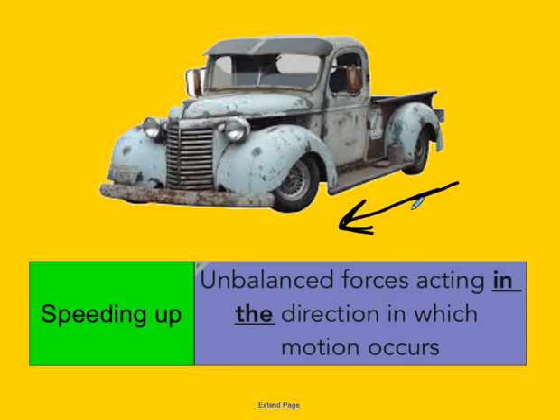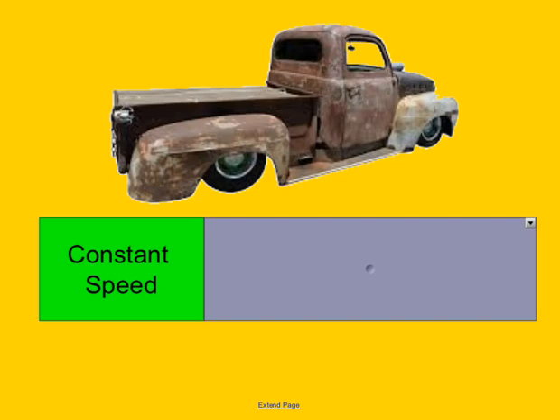So if I'm going 25 miles an hour and I hit the edge of Baraboo and I put on the gas and I want to speed up, what has to happen is I have to increase this force in the direction that I'm moving. So if I want to go from 25 to 55, I have to have unbalanced forces acting in the direction in which motion occurs. So these first four scenarios were pretty straightforward, but let's take two different approaches.